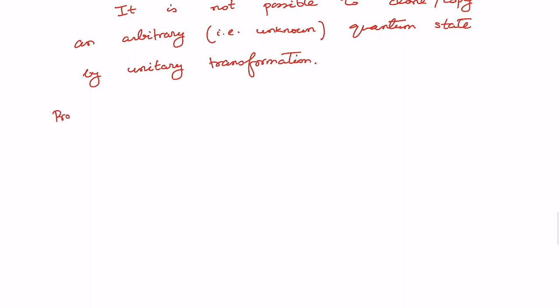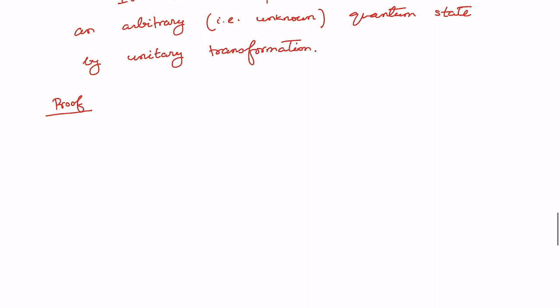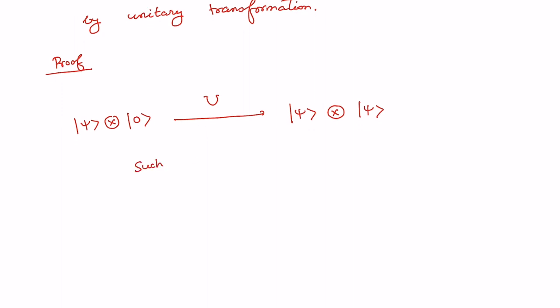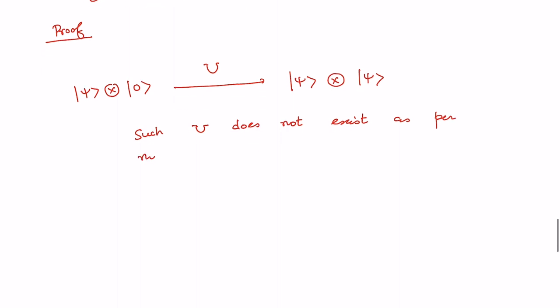Let us prove it. In order to prove it, let me first explain what we mean by cloning. Cloning basically requires that you find a unitary transformation U such that, suppose you have a state |psi> and you want to copy it to an empty state represented by this, say blank state |0>, and doing cloning means that by this unitary transformation you can write this |psi> into this blank state. Okay, so this is what we mean by cloning. And no cloning theorem says that such U does not exist.